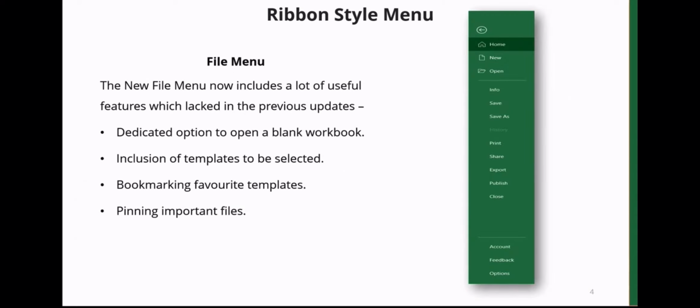Now, what is the file ribbon menu? It includes a lot of useful features. For example, opening a blank workbook, templates, bookmarking favorite templates, and pinning important files. Now, the place where we actually look for the recent documents and pinning the documents and also access a template is the file menu. So let's go back to Microsoft Excel and see what else is there.